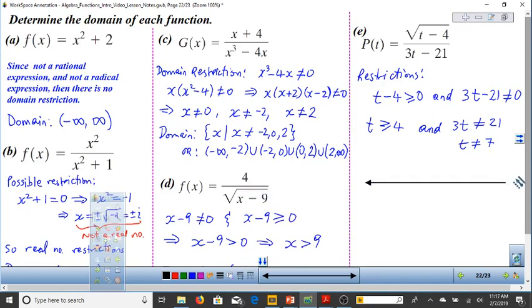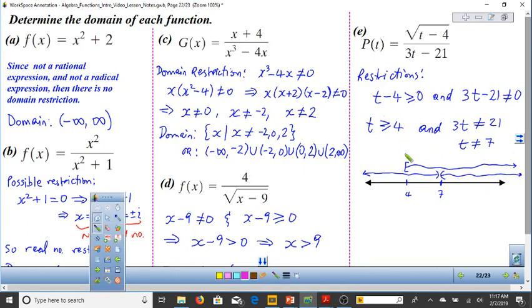We're talking about, for this one, all numbers to the right of 4, including 4. So we're looking at from 4 to the right. And for this, we're looking at all numbers except for 7. So we're looking at numbers to the left of 7, and numbers to the right of 7. And since this says and, we're looking for where those two regions overlap. So they start overlapping at 4, they stop just before 7, and start overlapping right after 7 again.